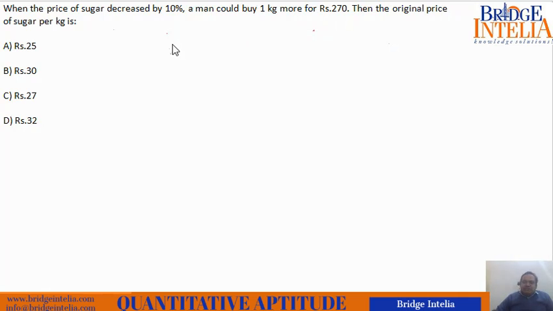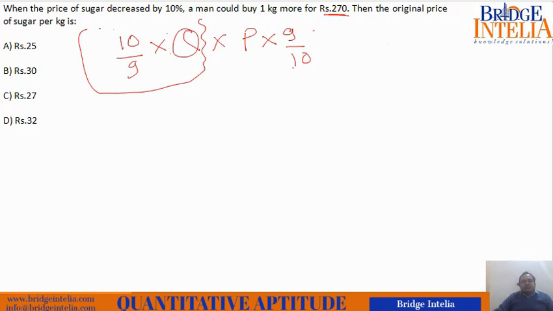So in this case, expenditure has to be kept constant. That means the product of quantity and price has not to change. Expenditure is same. Here it is said that the price is decreased by 10%. That means you are trying to multiply price with 9 by 10. You want to decrease the price, but the expenditure has to be same. The effect of this is Q will get multiplied by 10 by 9. So Q has to be forcibly multiplied by 10 by 9.